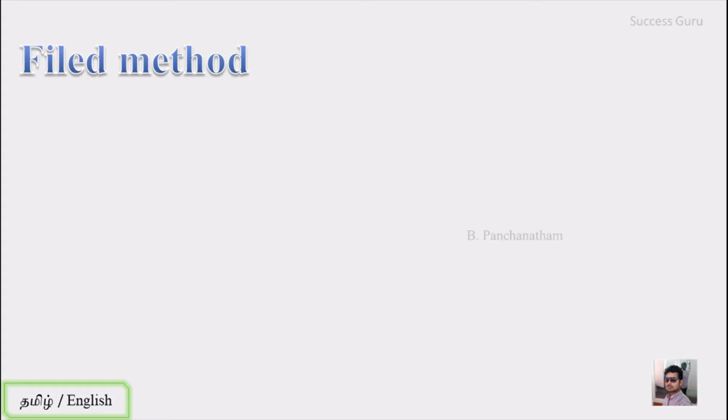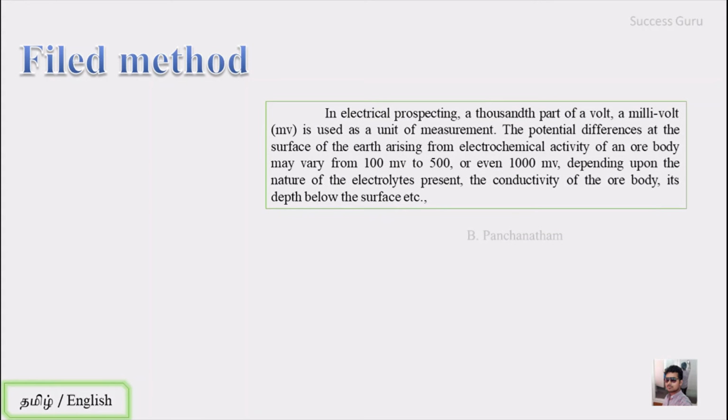So let us see the field method, how to go for the field search of this mineral. In electrical prospecting, a thousandth part of a volt, that is a millivolt or mV, is used as a unit of measurement.